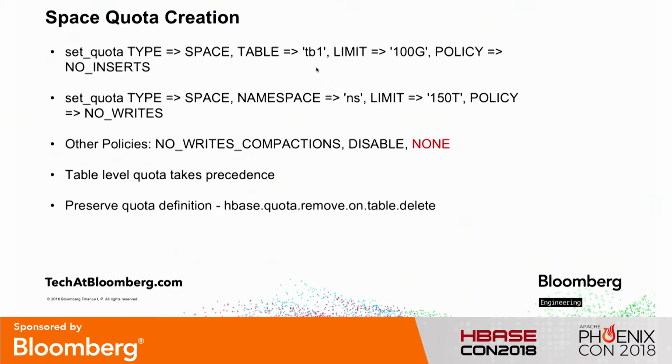For some reason, for example in development, you are dropping and recreating the table, and you want the quota to stay forever. There's a property, the last one, hbase.quota.remove.on.table.delete, which you can set to false, so that if you delete the table, the quota just stays there, and you can reuse that policy.